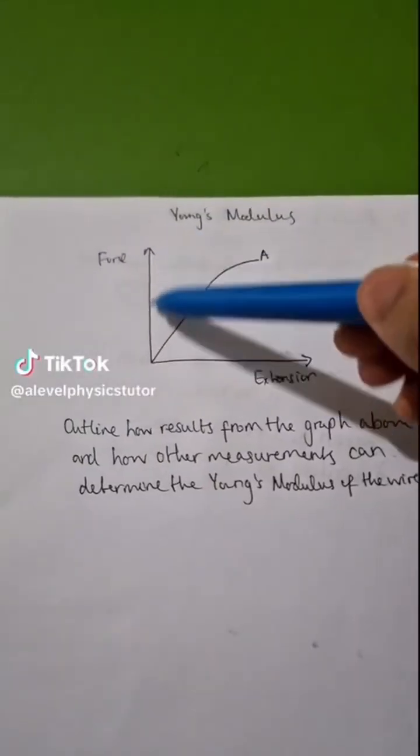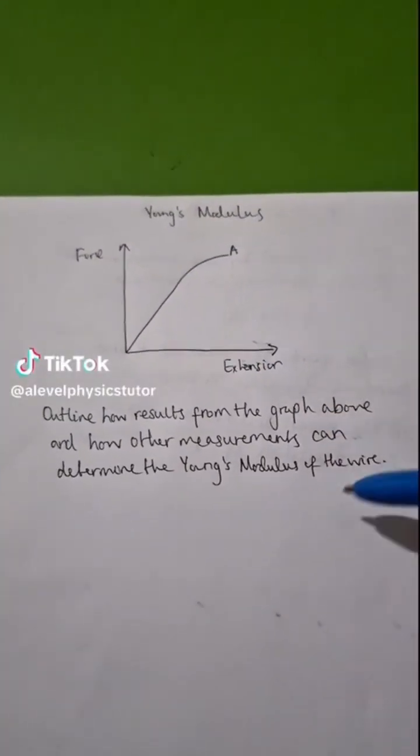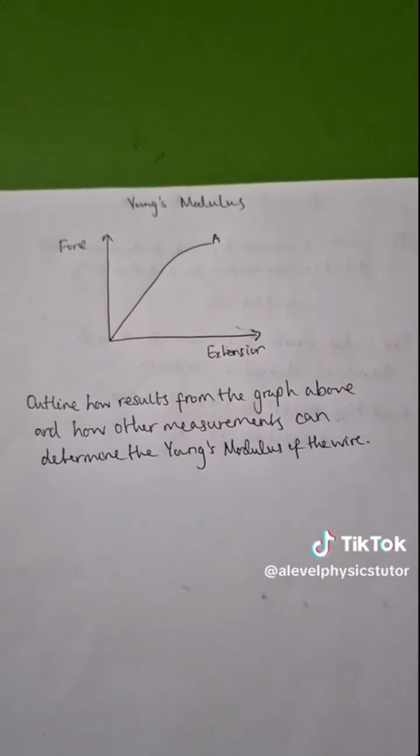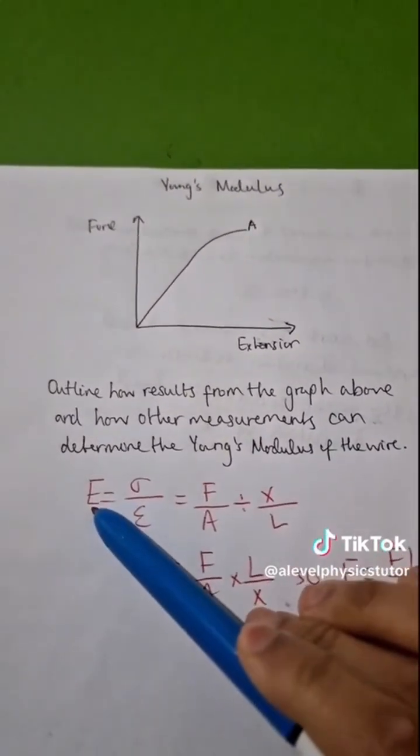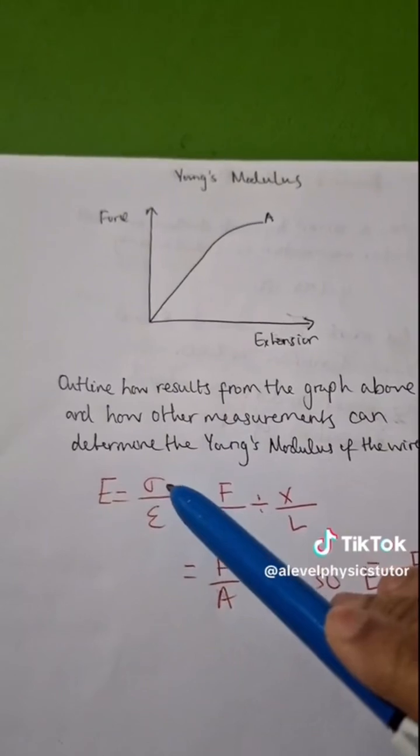In this video, we're going to have a look at how this graph of force against extension, as well as other measurements, can be used to determine the Young's modulus of a wire. So capital E represents the Young's modulus of a wire, trying not to get confused with energy, and it's equal to stress divided by strain.